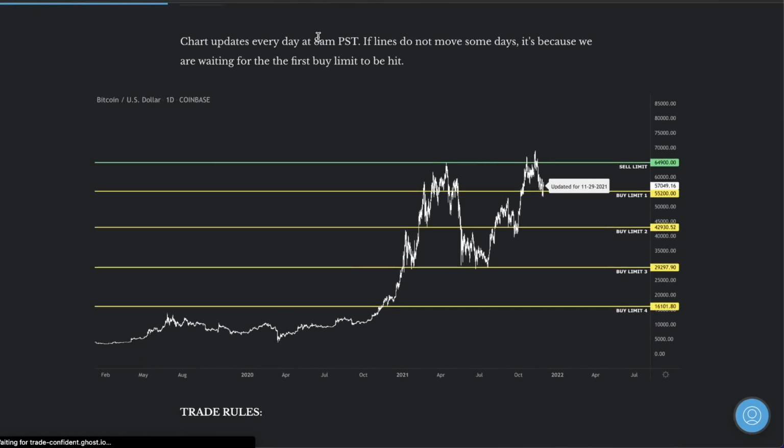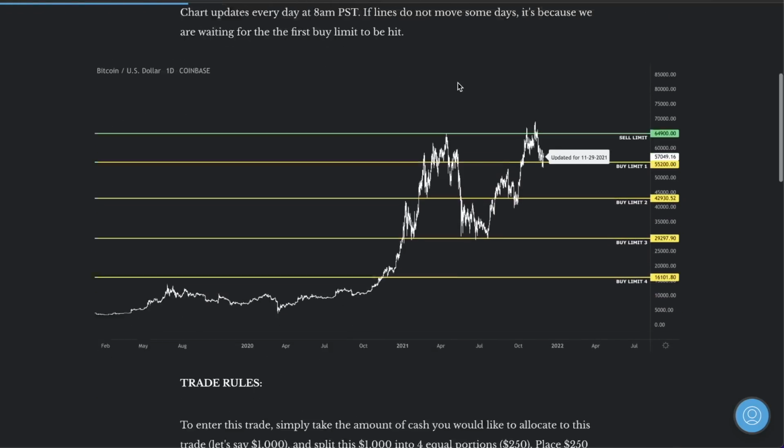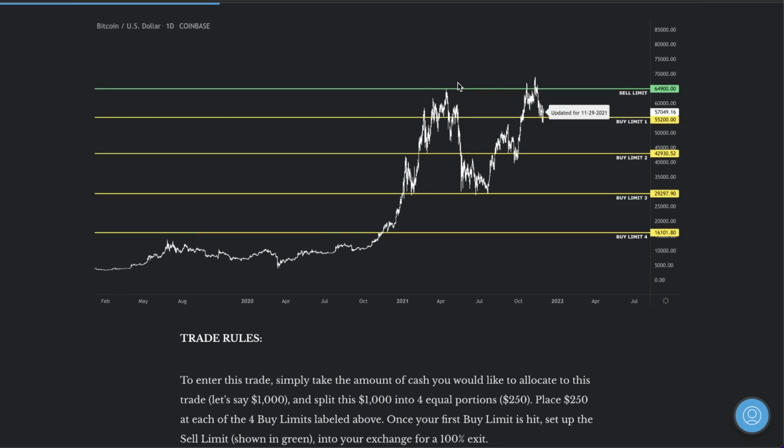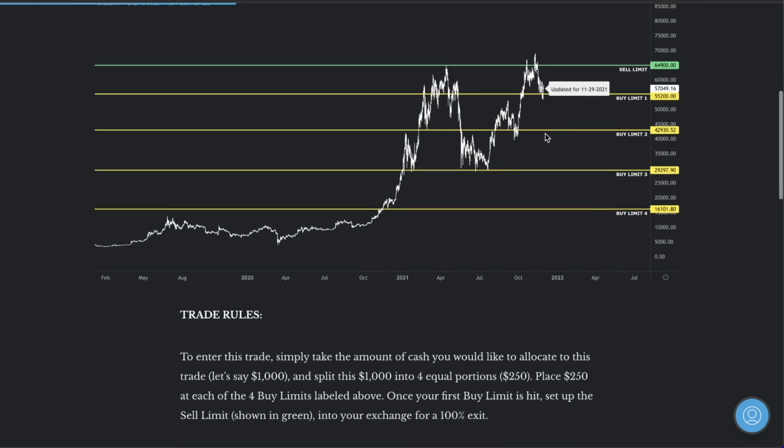Check back here 8 a.m. Pacific Standard Time every day in case of these updates. Follow me. This is going to be so ridiculously simple. All you guys are going to do is take the trade allotment that you have. Let's say it's $1,000 or $4,000, $10,000. Take your trade allotment and split it into 4 equal portions. If we use $1,000 for an example, $250 will be placed at each buy limit down here. So buy limit 1, buy limit 2, buy limit 3, and buy limit 4, okay?